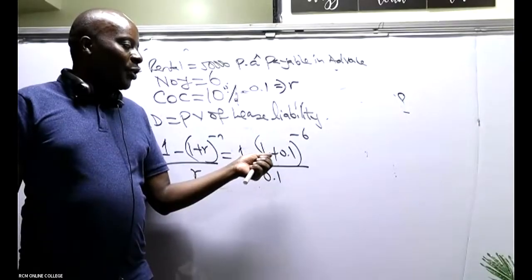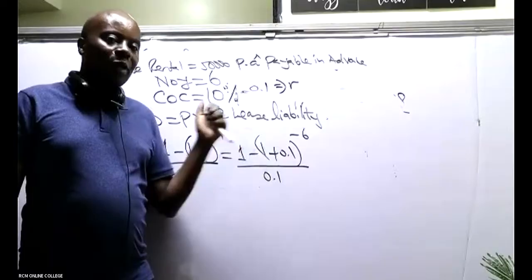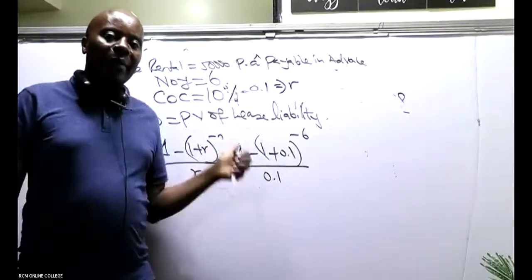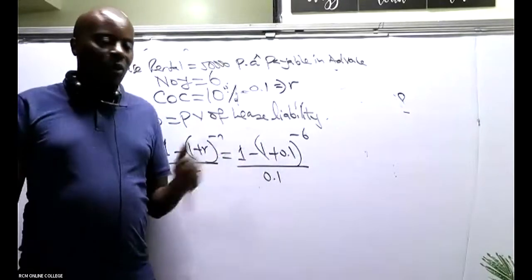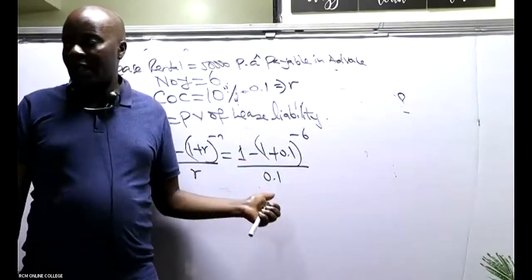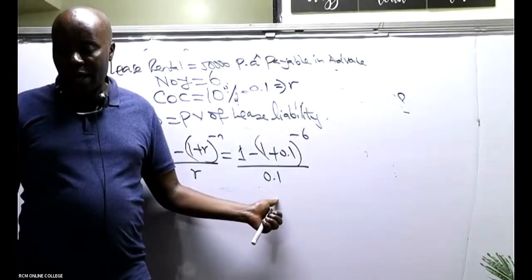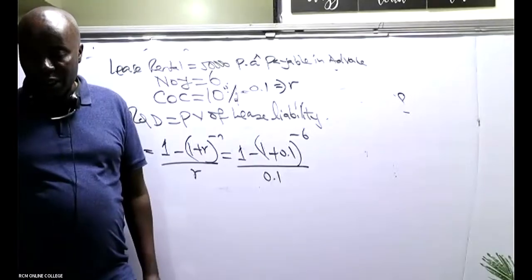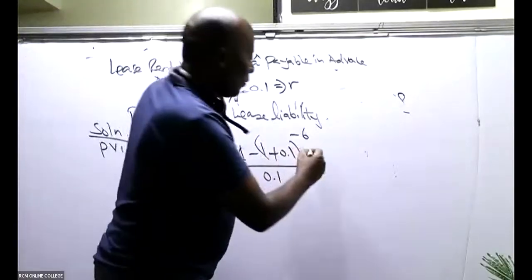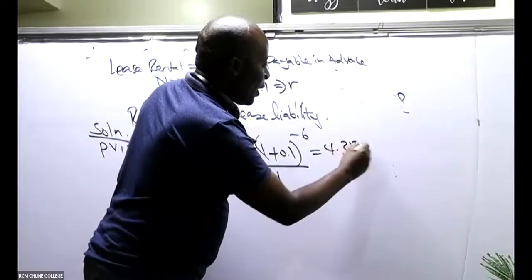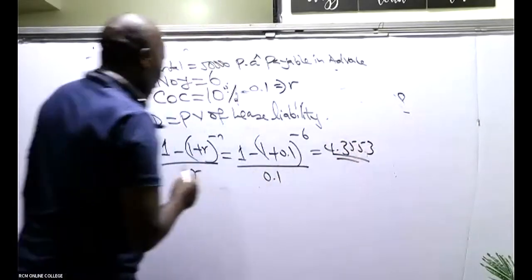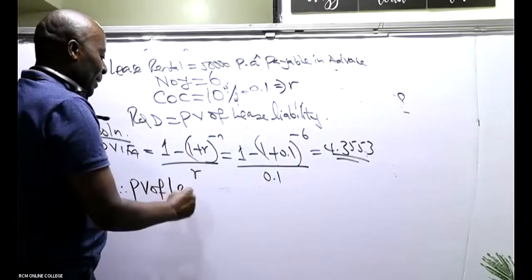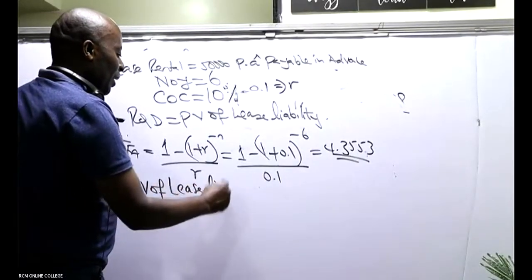So you get 1.1 raised to minus 6. You raise first, and then you say 1 minus the answer. Then you say equals. After that, you say divided by what? 0.1. What are we getting? We are getting 4.3553, like that.